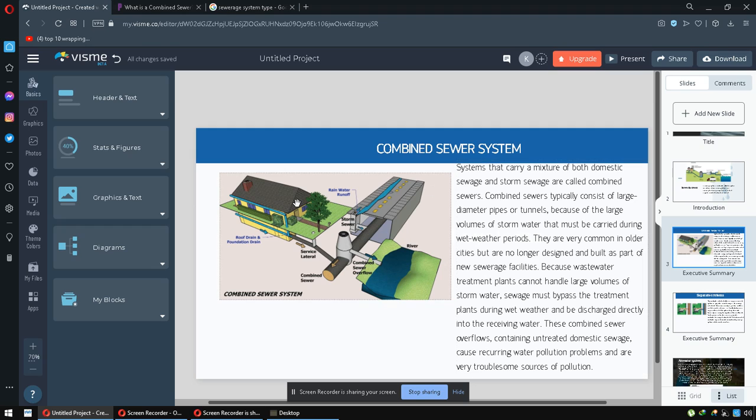The next clip, I will be explaining about different kinds of sewer systems. The first type of sewer system is the combined sewer system. This system carries a mixture of both domestic sewage and storm sewage.